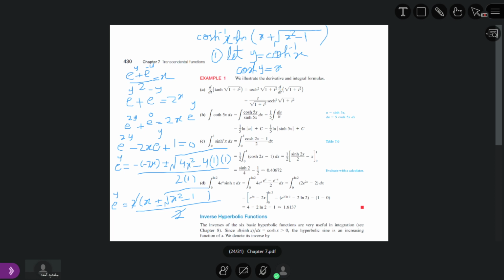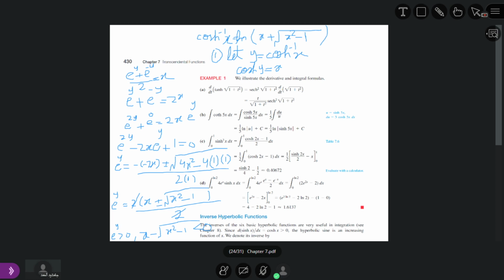Now we have two options, one positive and one negative. e power y is positive, but x minus square root of x square minus 1 can be negative, so we neglect this case. So we have only one case: x plus square root of x square minus 1.